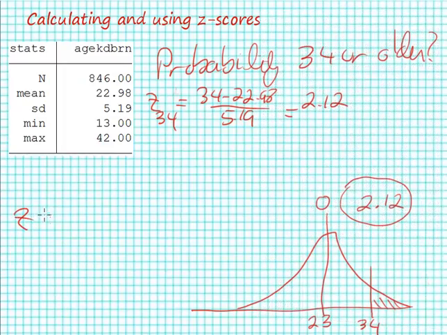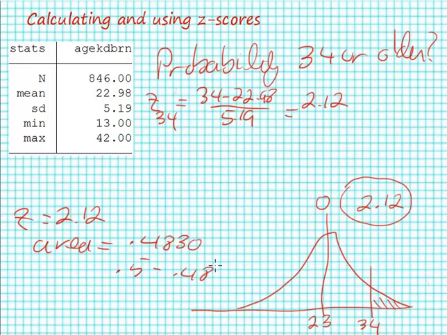If I have a z-score of 2.12, my area between the z of 0 and 2.12 is 0.4830, and therefore my area beyond is 0.5 minus 0.4830, which is equal to 0.017.